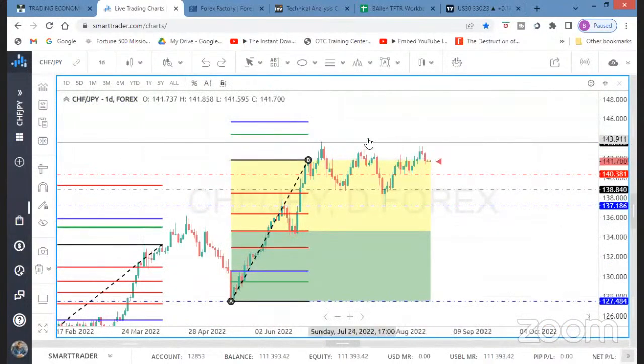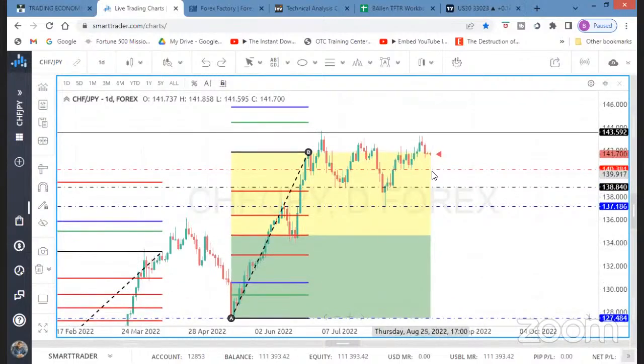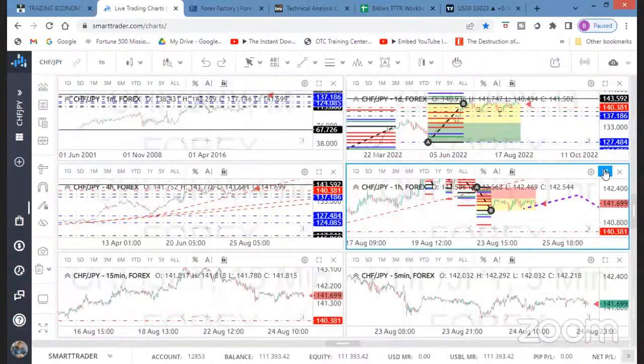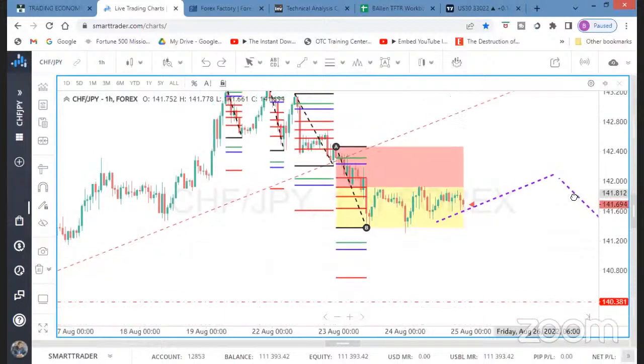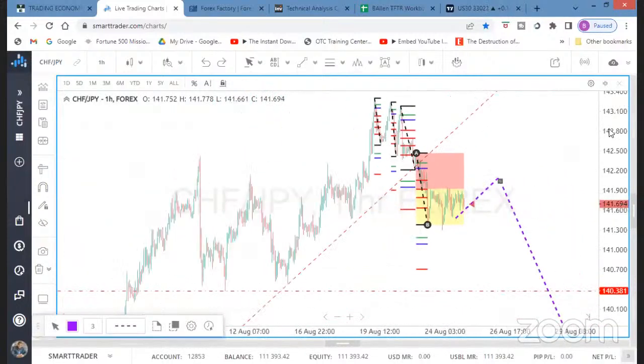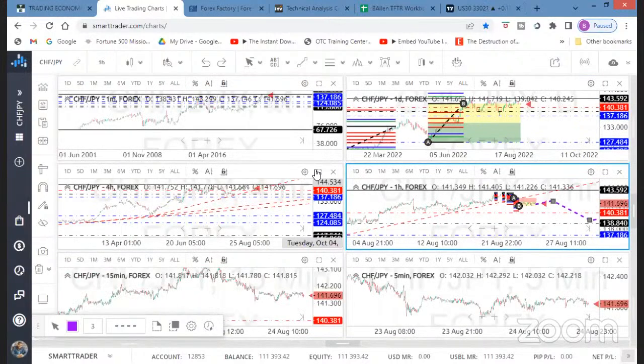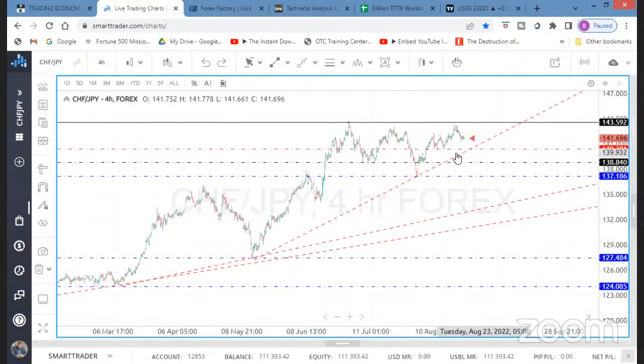So we may see at least a move right down to this 140.38 maybe, and we may start crashing through some levels. But that's how, with some of these yen crosses, I want to play these because they're pushing into extreme highs. There we go. So that's what your 1 hour looks like.